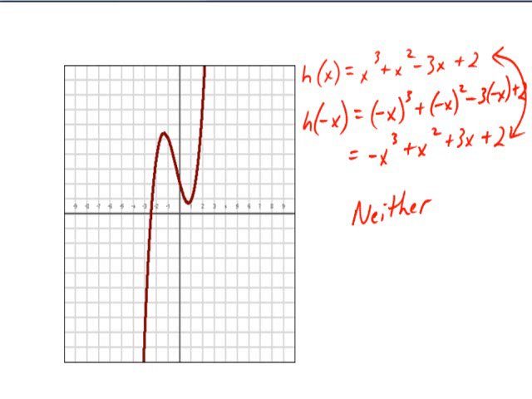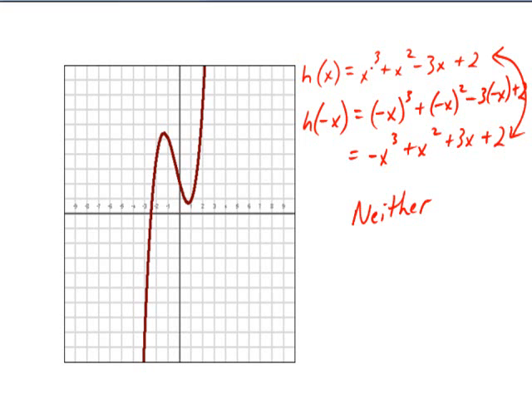Notice that we do not have reflection across the y-axis, and we do not have rotation about the origin. So again, visually we can see it's not even or odd. Algebraically we can see that too. Now each of these examples was a polynomial. And with polynomials we have one more key that we can look at.